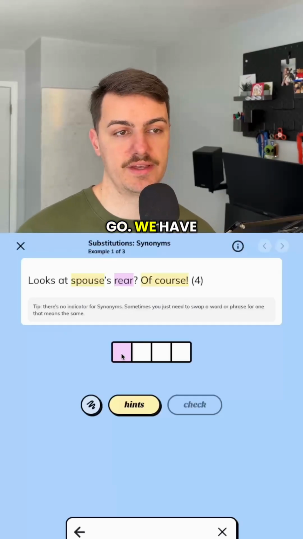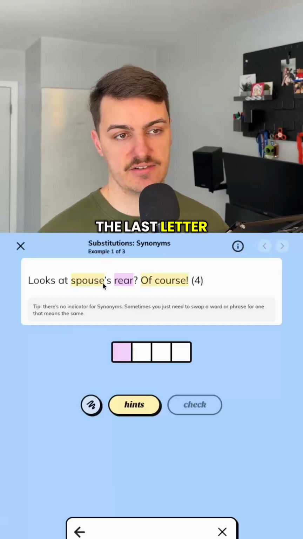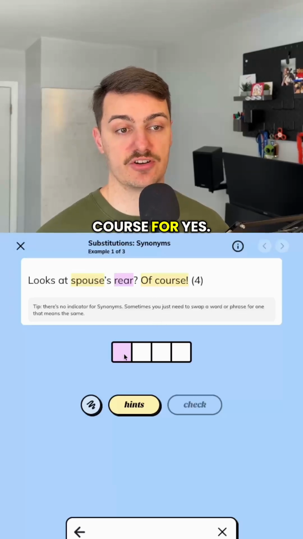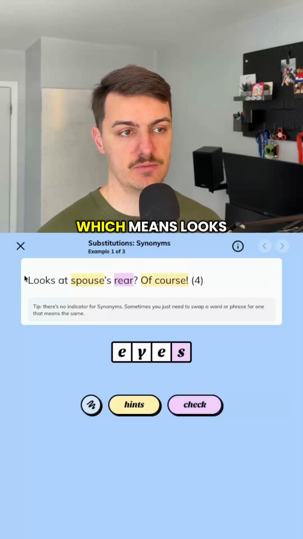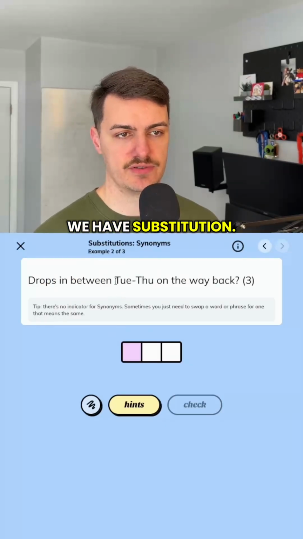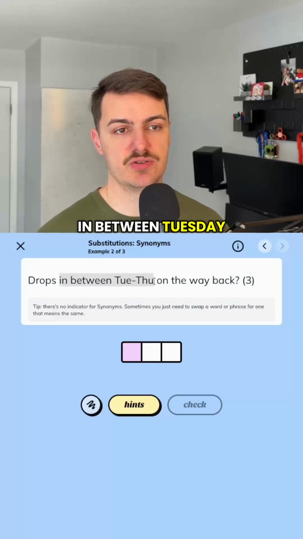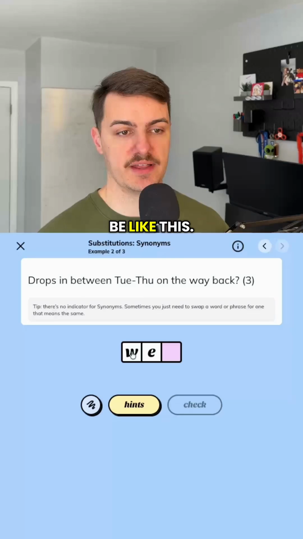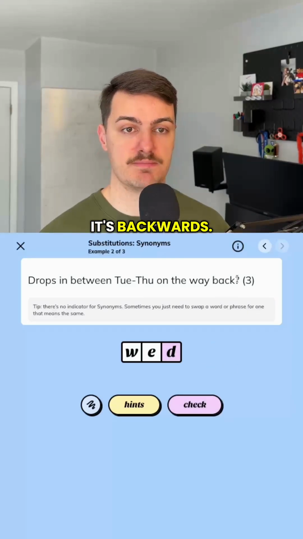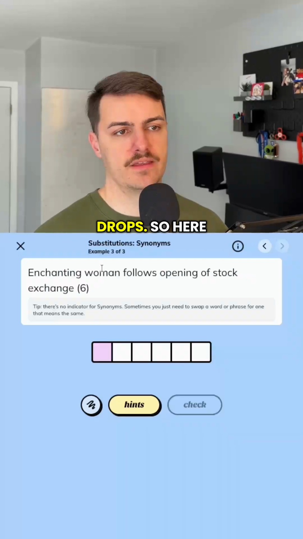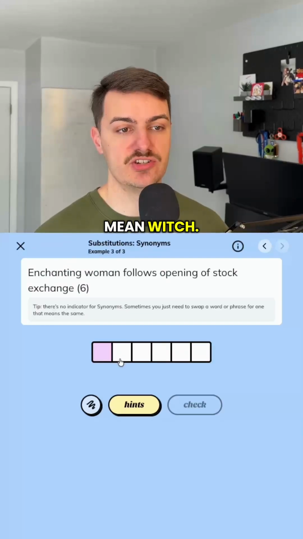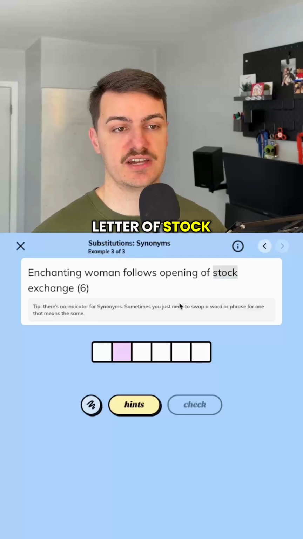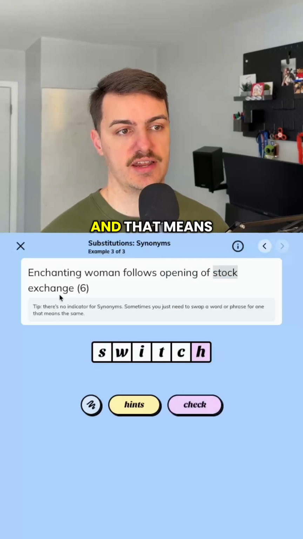So here we go. We have spouses as fodder. We take the last letter of spouses, and we substitute, of course, for yes. And our definition is eyes, which means looks at. Our answer is eyes, which means looks at. So here we have substitution. We're substituting the in between Tuesday and Thursday is Wednesday. So that would be like this, but then we have to turn it around because it's backwards. And do means drops. So here enchanting woman could mean witch, and that will follow the first letter of stock, and we would get switch, and that means exchange.